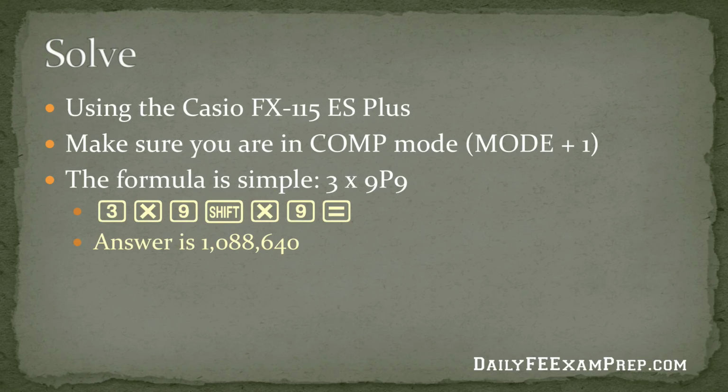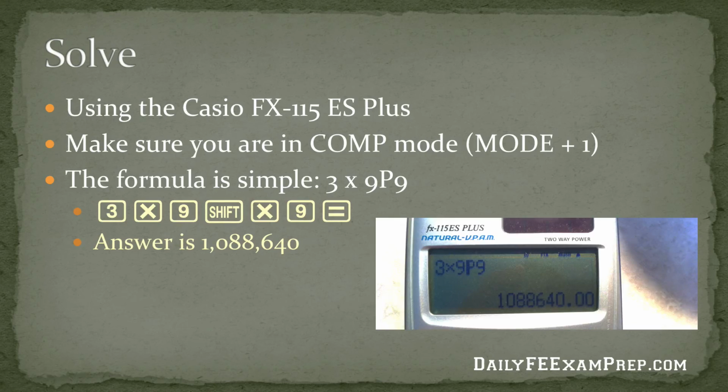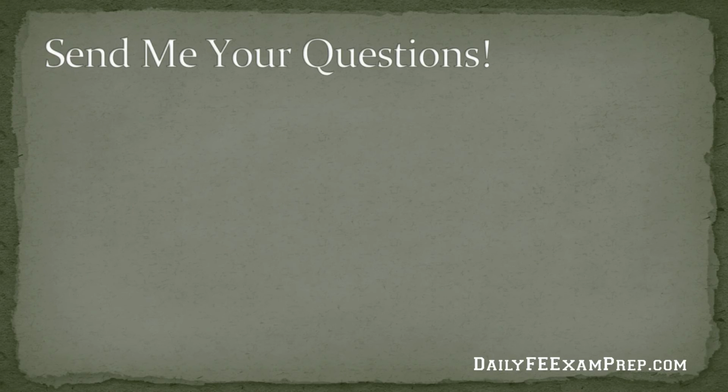So the answer is 1,088,640 different permutations for the word calculator using a vowel in the first spot. And here's what it looks like once you get it inputted into your calculator. I know that was a little tricky, a little bit of a tricky problem, but I wanted to use it anyway for my calculator hack.